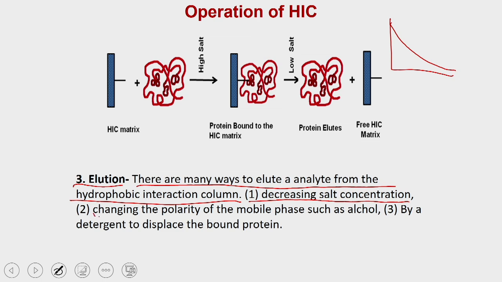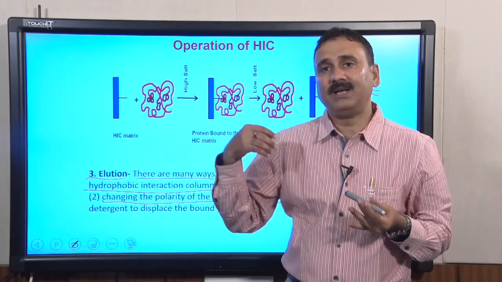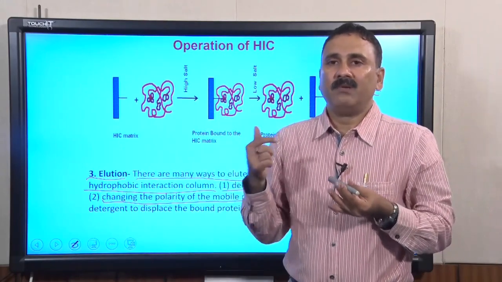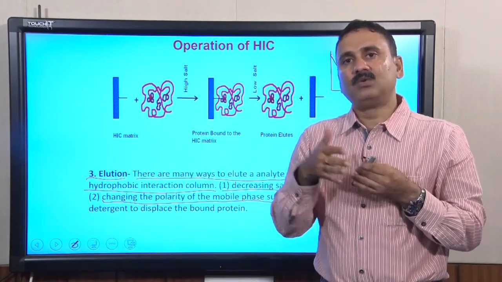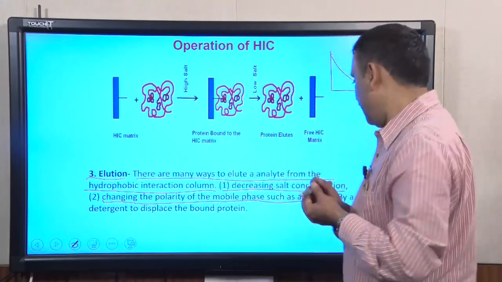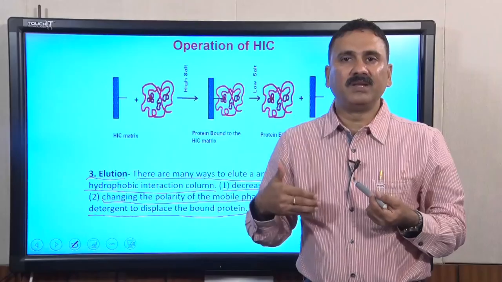Then you can change the polarity of the mobile phase, such as by adding alcohol. You can also use competitive molecules, because alcohol is more hydrophobic compared to water molecules. If you add alcohol, it is going to interact with the ligands present on the beads in place of the protein, and that is going to displace the protein. Or you can use a detergent to displace the bound protein. You can use detergent also, because detergent is also hydrophobic in nature. If you supply detergent, it is going to bind to the ligand and displace the protein.